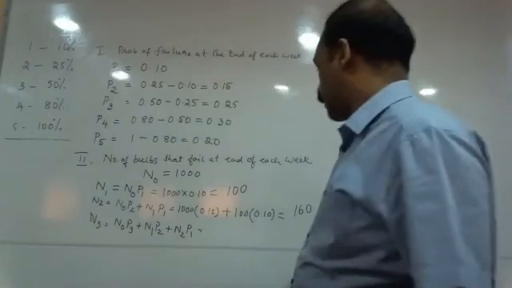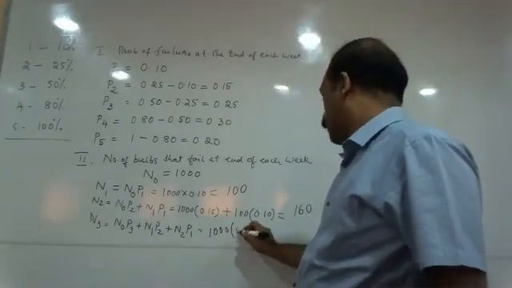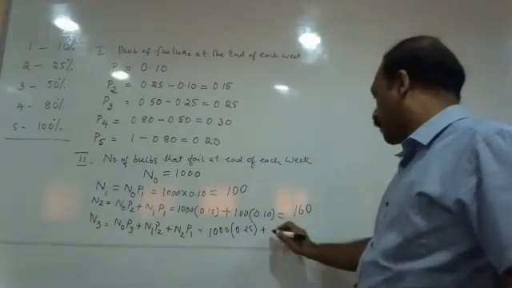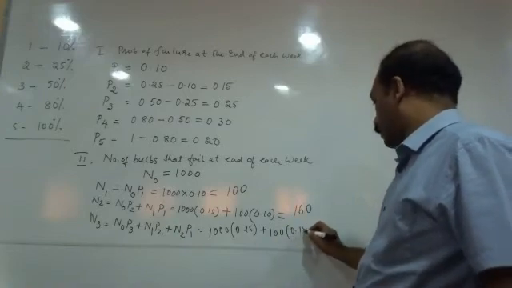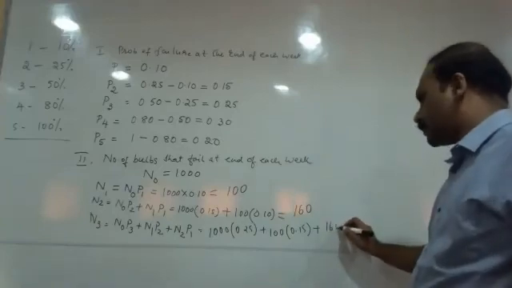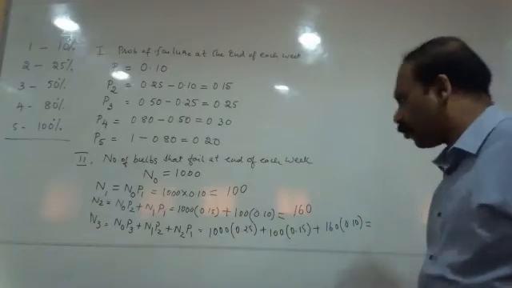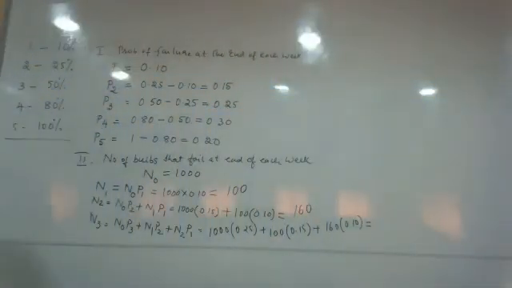So N0 is 1000. So 1000 into P3. P3 value is 0.25, plus N1 is 100 into P2. P2 is 0.15, plus N2 value is 160 into P1. P1 is 0.10. Okay, can you please simplify all the three and tell me the answer, how much we get?